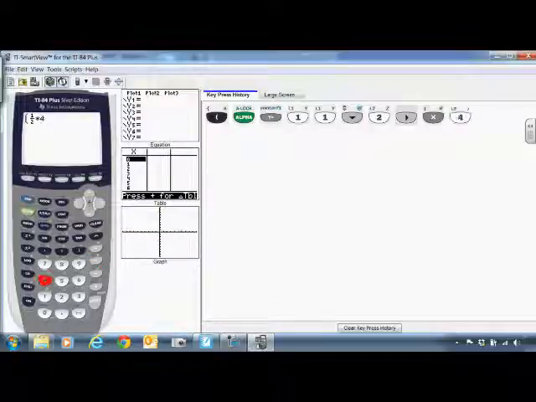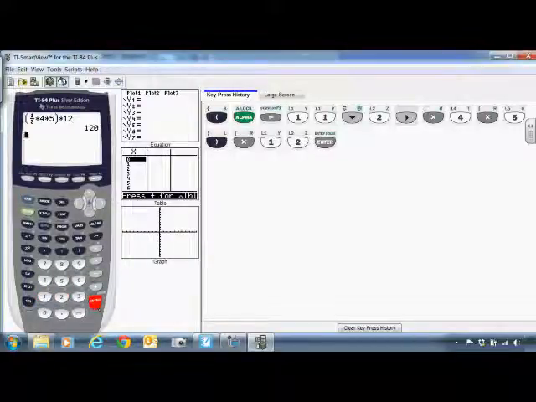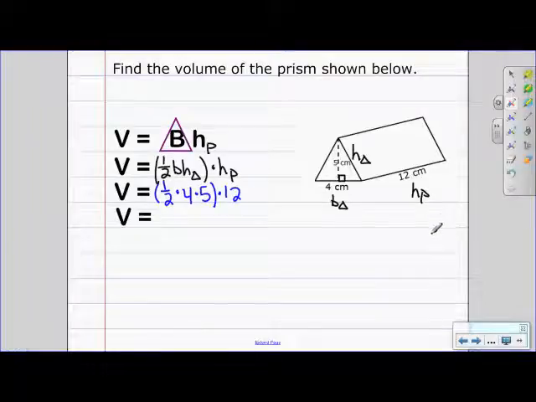times 4, which was the base of my triangle, and then times 5, which was the height of my triangle, close parentheses, and then times the height of my prism, which was 12, and then press enter. And now you have the volume of your prism. Let's go back to our question. And so the volume of our prism is 120 centimeters cubed.